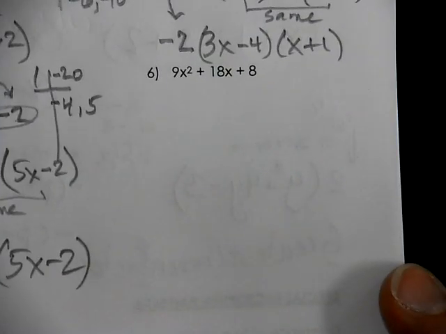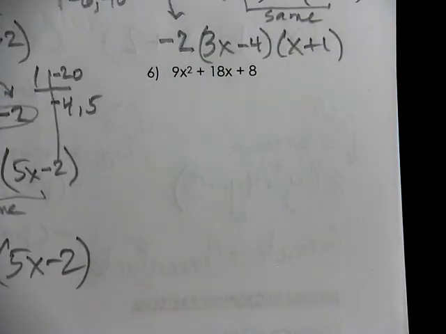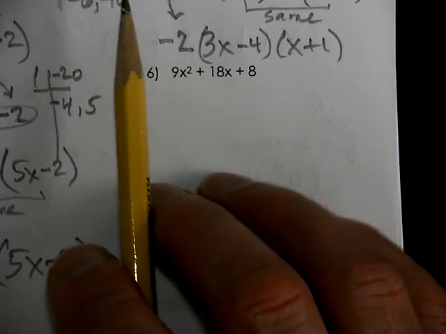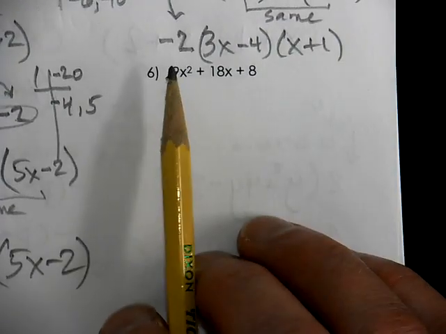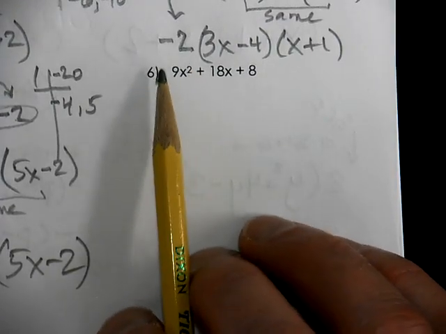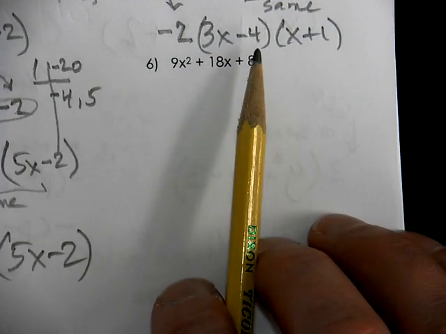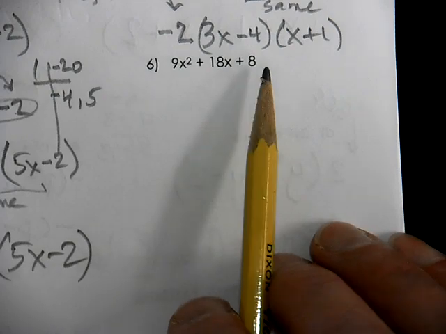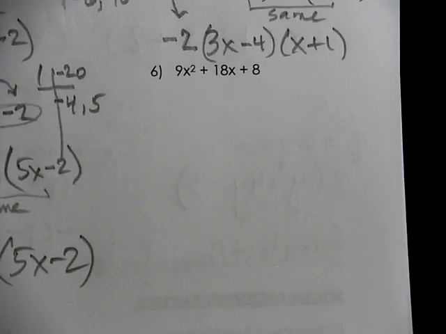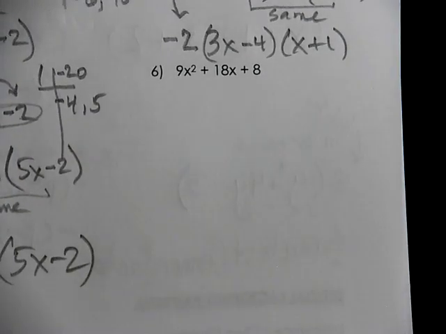All right, here's somewhat of a tough one. Okay, we might look at this one and think that it's a special pattern type, and we'll learn more about that. Taking the square root of your first term and taking the square root of your second term. But 8 is not a perfect square, so this is not a perfect square trinomial. We'll talk about that soon.